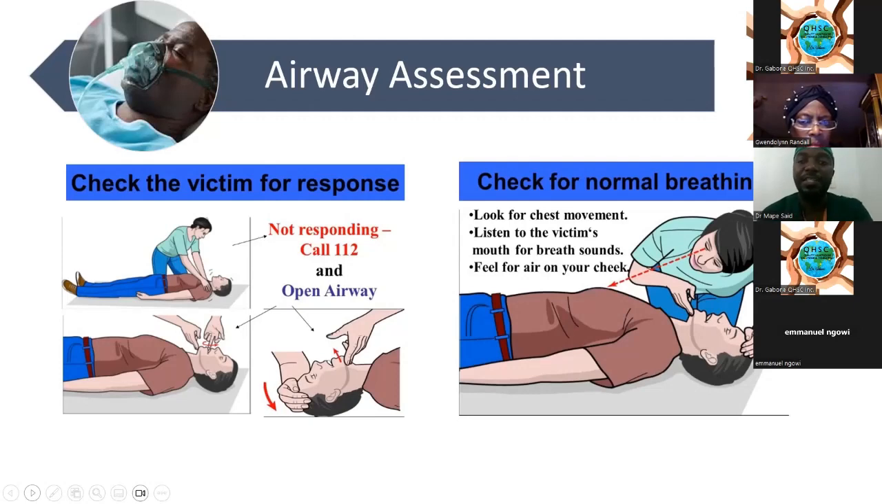Now we have questions. Is the patient breathing normally? Look for chest movement, listen at the victim's mouth for breathing sounds, or feel the air on your cheek. If someone is not breathing or has abnormal breathing, now you have a different response, as you can see on the next slide.